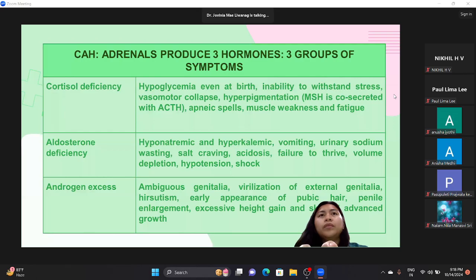So these are the adrenals, congenital adrenal deficiency. The adrenals produce three hormones. So these are the three groups of symptoms. We have the cortisol deficiency, the aldosterone deficiency, and androgen excess. So you will tackle this one when you go to medicine proper, in the endocrine part of medicine.